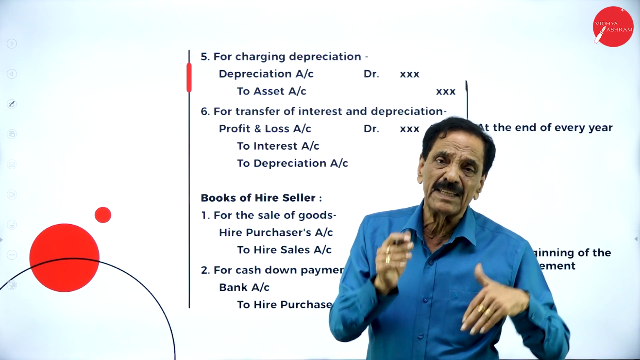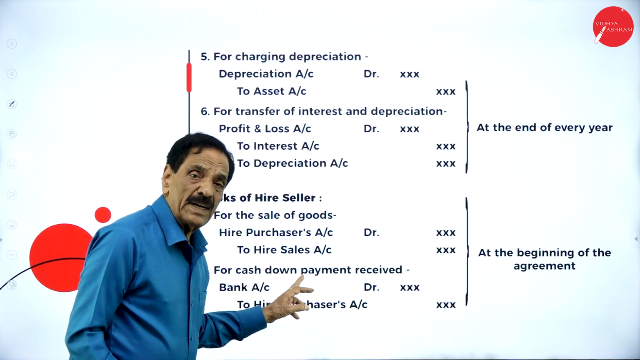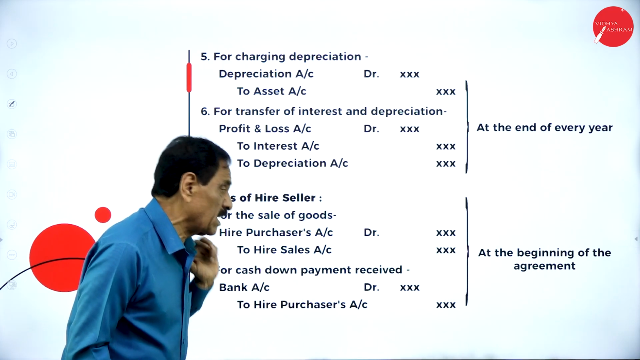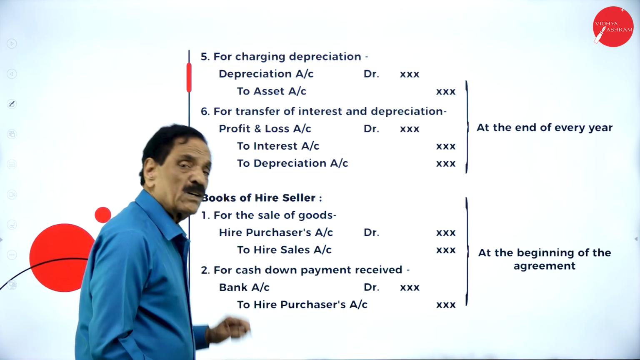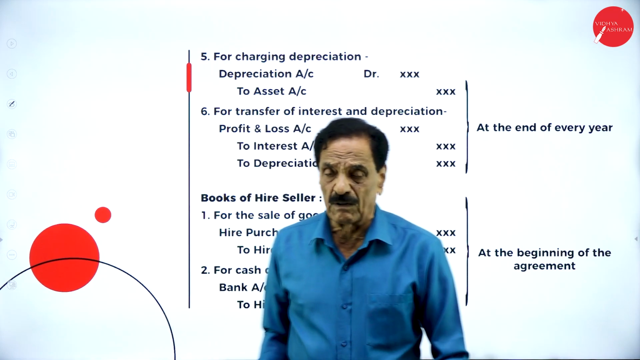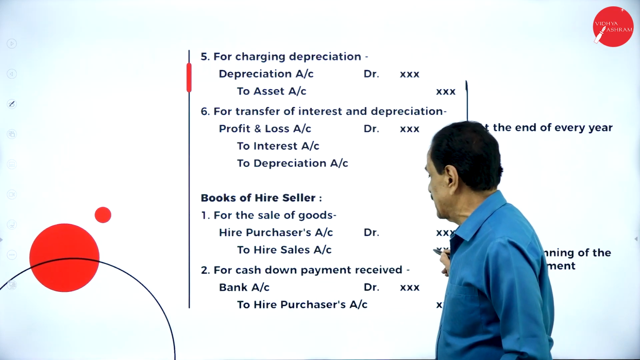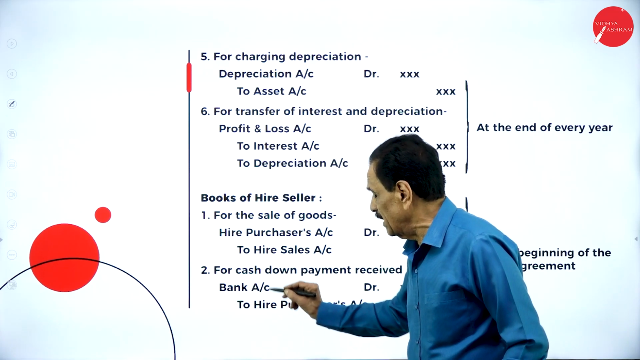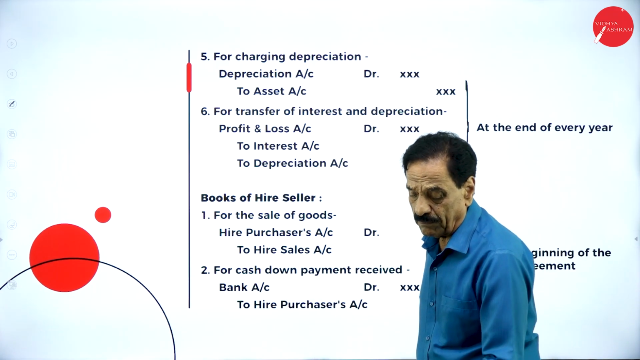Now, what are the entries in the books of the hire seller? For the sale of goods, hire purchaser account debit to sales account or hire sales account. Then for the cash down payment, bank account debit to hire purchaser account. First entry, hire purchaser account debit to hire sales account. For the cash down payment, we receive the amount, bank account debit to hire purchaser account.